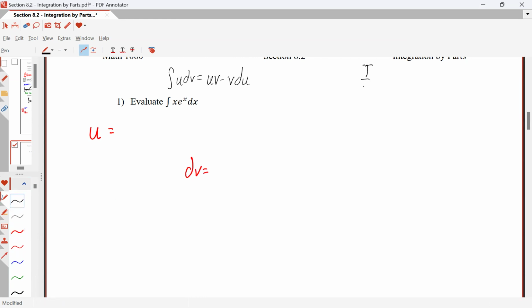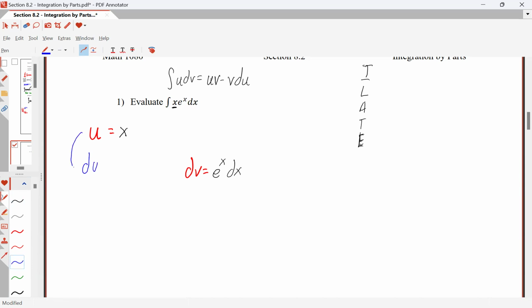We have the mnemonic ILATE to pick out our u and dv, or specifically to pick out the u. I stands for inverse trig. There is no inverse trig here. L stands for logarithmic. There is no logarithmic. A stands for algebraic. We have just this x by itself, so that is what we're going to pick to be u. What we pick to be dv is everything else, including the dx. So e to the x dx.